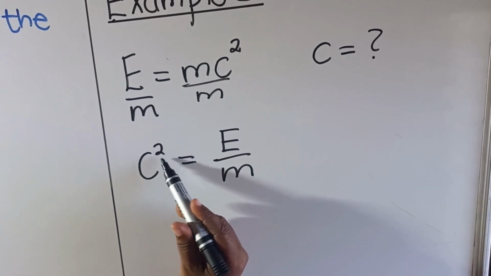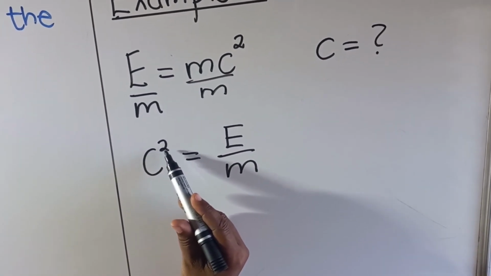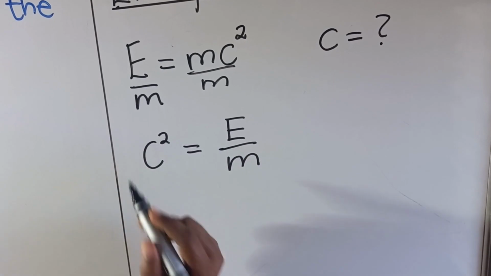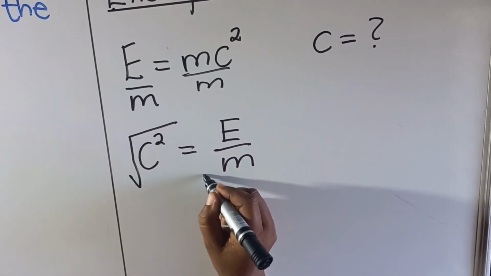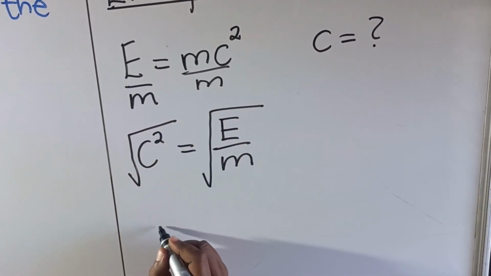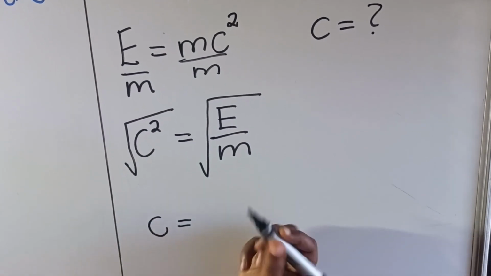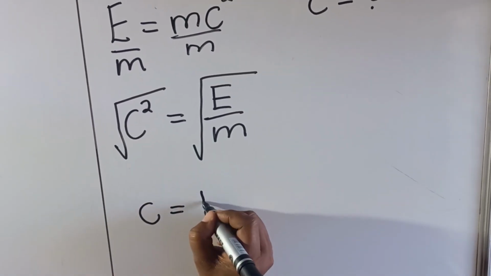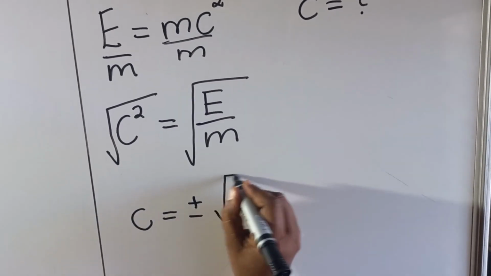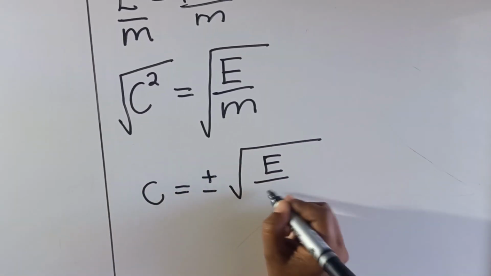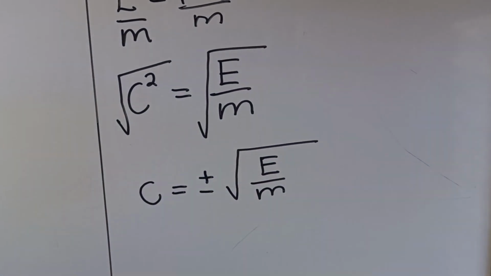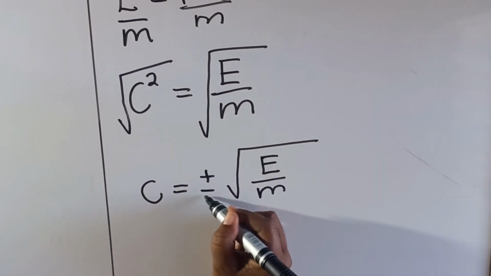Now I want to get rid of the square. Every time you want to get rid of a square, you use a square root. So I'm going to use a square root here and a square root there. So C is equal to, every time you use a square root, you use plus minus square root of E over M. Let me explain why we have plus minus.